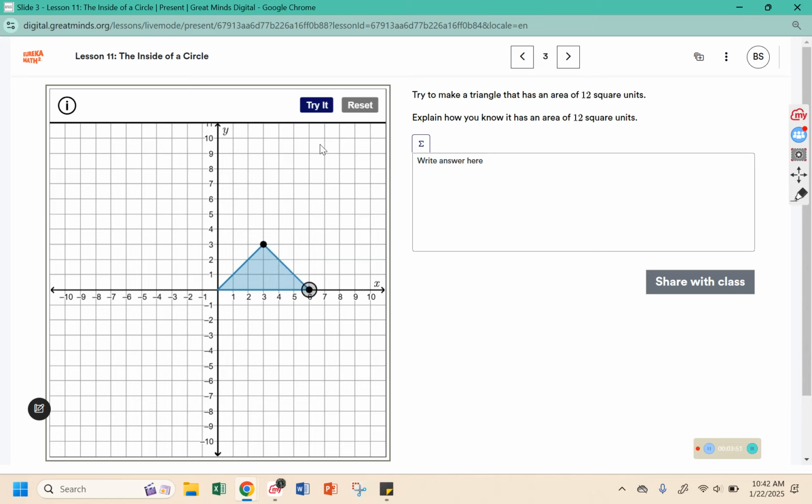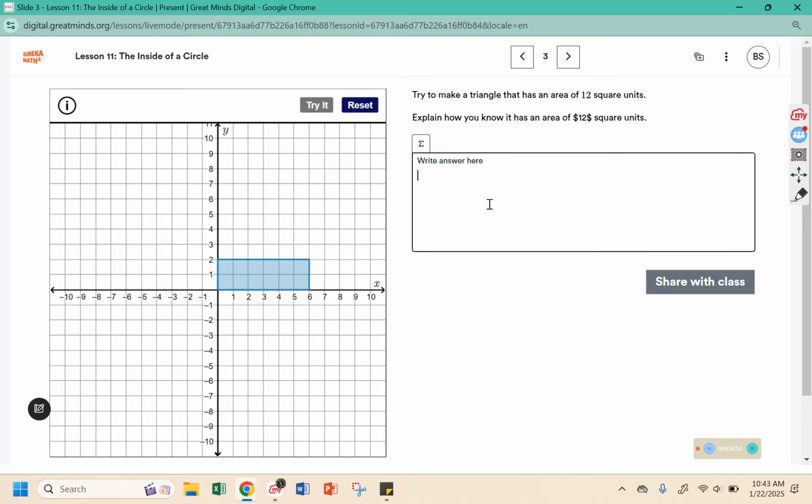What if I made it wider? Now I have 1, 2, 3, 4, 5, 6, and then these are all halves, so that looks like 9. Let's see if I made it taller. Now that's too much. I have 3, 6, 9, 12, 15, 18. So I have a 6 by 6. That gave me 18. What if I tried a 6 by 4? Yeah, so now I have 2, 4, 6, 8, 10, 12.